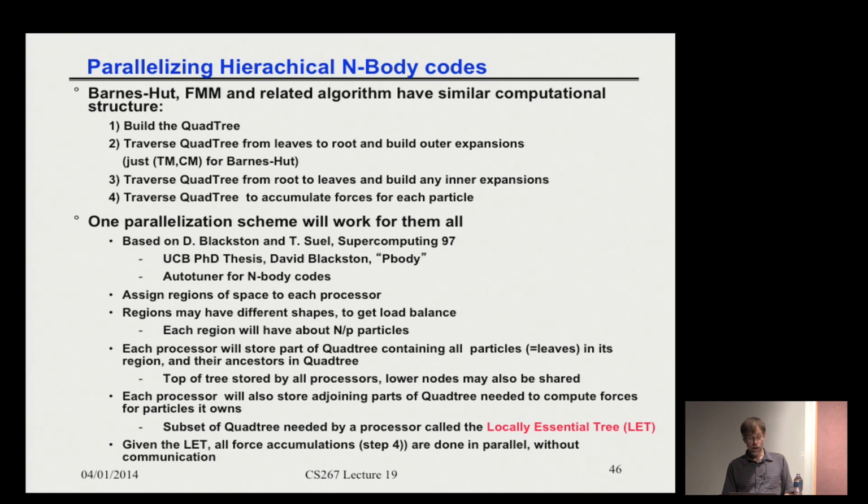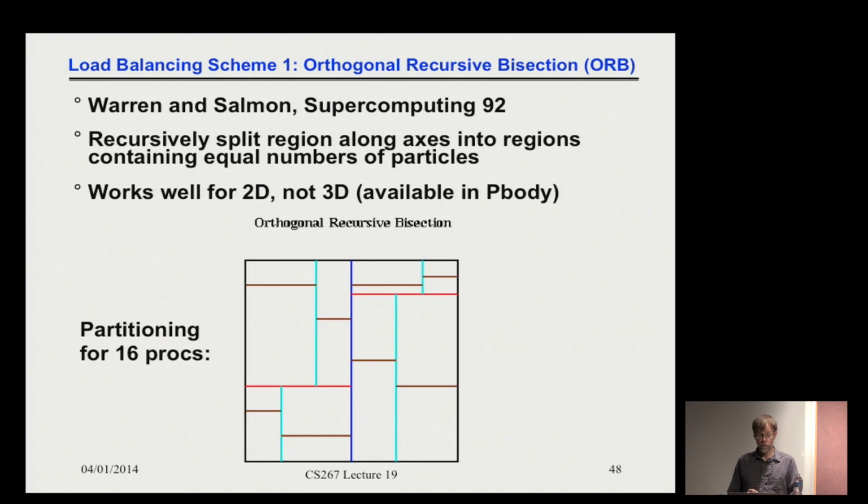And so let me go back up here to where we assign regions of space to each processor. Now, there are two ways that people have tried. And here's the simplest one that was tried first. This was done in that first Gordon Bell Prize winning paper back in 1992. It was called Orthogonal Recursive Bisection. It's a pretty simple thing, so I'll just do it in 2 dimensions. So this is kind of a quadtree.